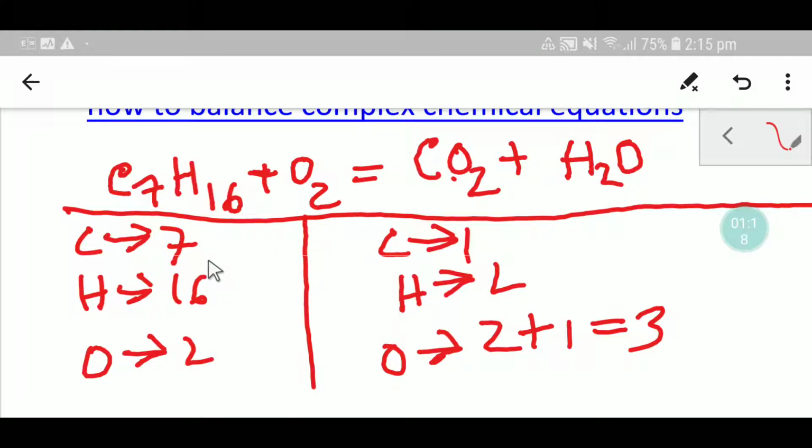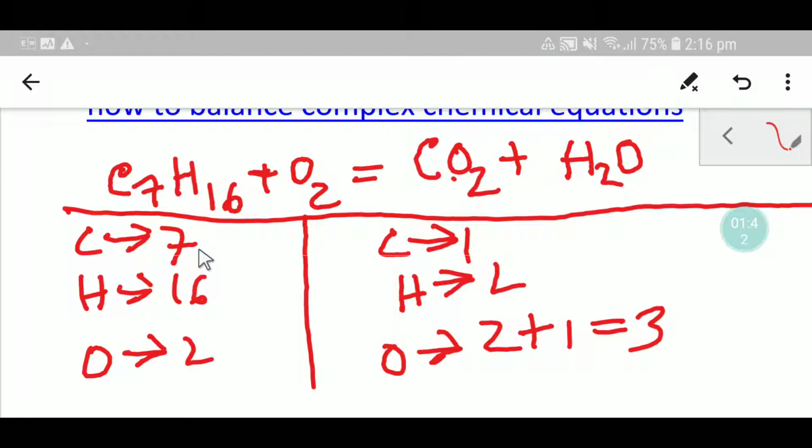So you can start with carbon or hydrogen, but I never recommend starting with oxygen, because on the right hand side oxygen is present in two compounds. This type of situation creates problems, so always avoid the atom that is present in more than one compound. So let's start with carbon.